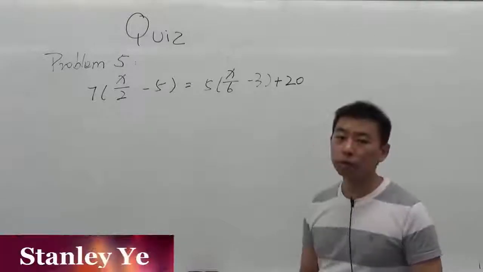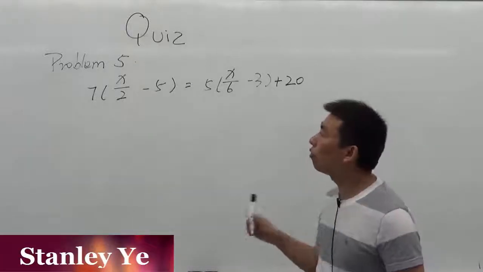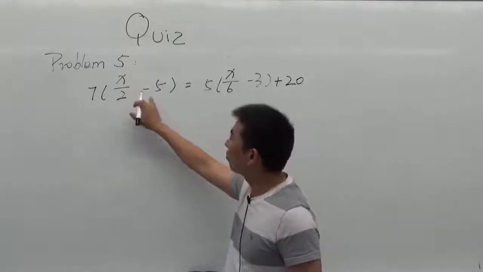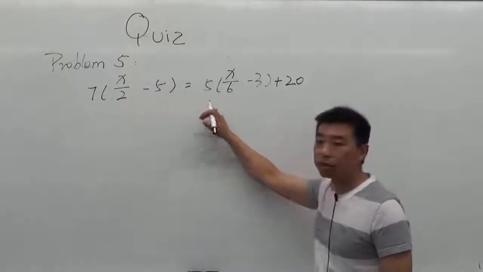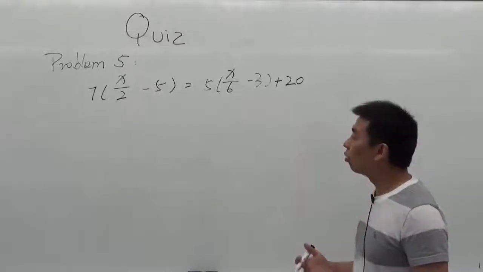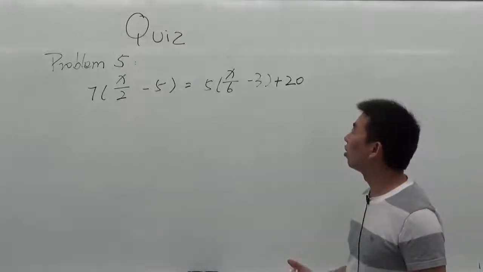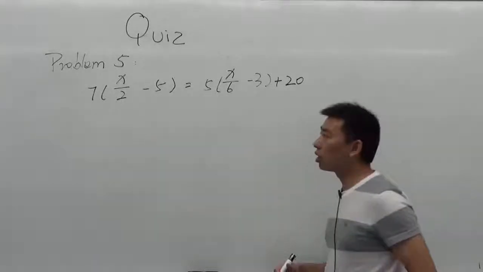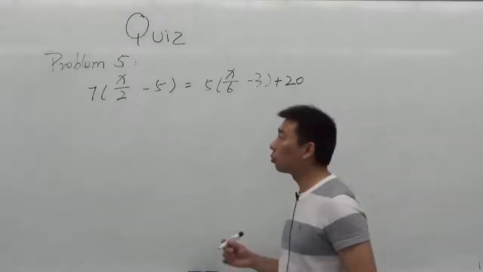In this video, I'm going to show you the solution for problem 5 of the quiz. We have 7 times (x over 2 minus 5) equals 5 times (x over 6 minus 3) plus 20. This is a very long equation, and it also has 2 parentheses in there. What you need to do is look at each parenthesis to see if we can simplify them.